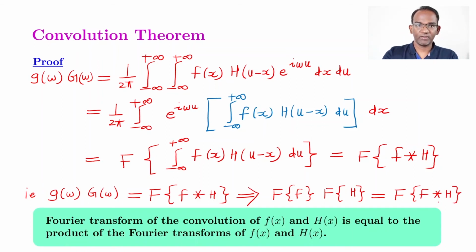So this is the convolution theorem, according to which the Fourier transform of the convolution of f(x) and h(x) is equal to the product of the Fourier transforms of f(x) and h(x).